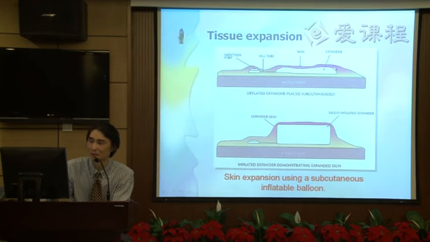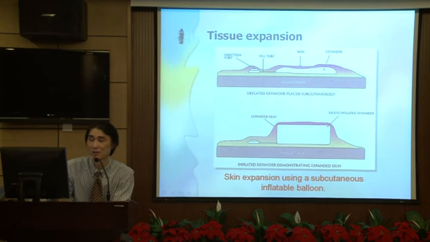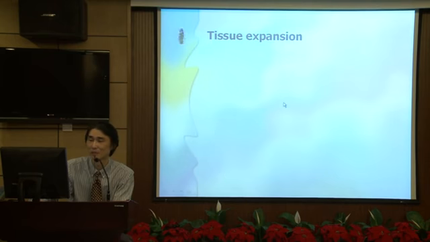If we put the tissue expander below the skin, then we put the saline, clean water, into the expander through the port. We inject it through the port to the expander. The expander will become bigger and bigger, and the skin will relax, and the amount of the skin will become large. So we can gain more skin.